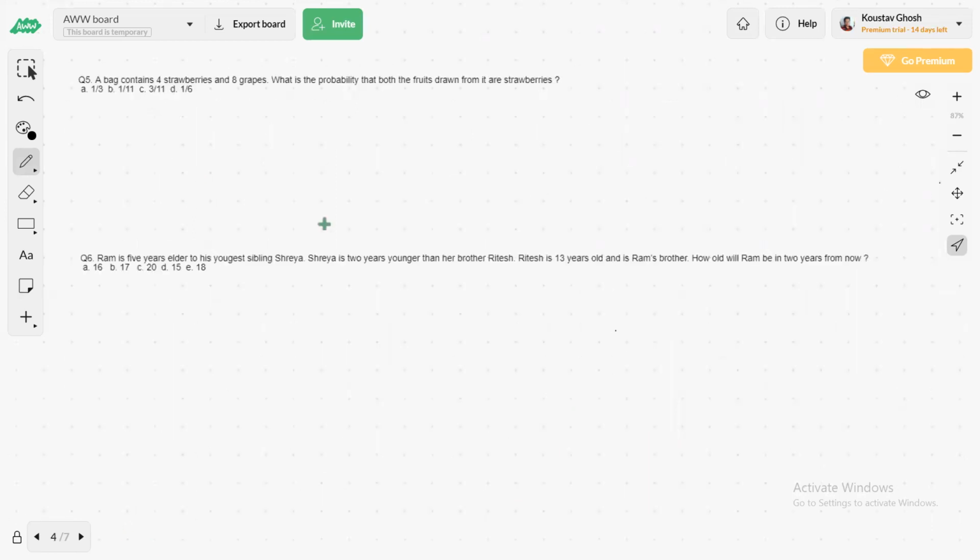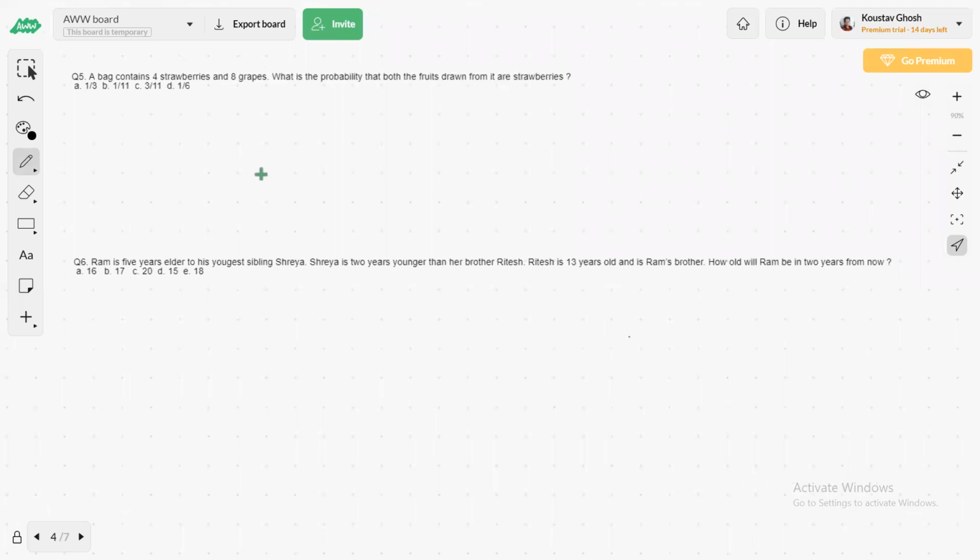Now go to the fifth question. What is the fifth question? A bag contains 4 strawberries and 8 grapes. What is the probability that both the fruits drawn from it are strawberries? Okay. So it is again a question from the probability section. Suppose it is our bag. There are 4 strawberries and 8 grapes.